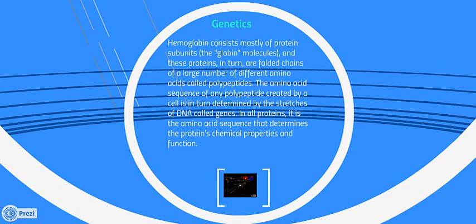Genetics. Hemoglobin consists mostly of protein subunits, the globin molecules, and these proteins, in turn, are folded chains of a large number of different amino acids called polypeptides. The amino acid sequence of any polypeptide created by a cell is in turn determined by the stretches of DNA called genes. In all proteins, it is the amino acid sequence that determines the protein's chemical properties and function.